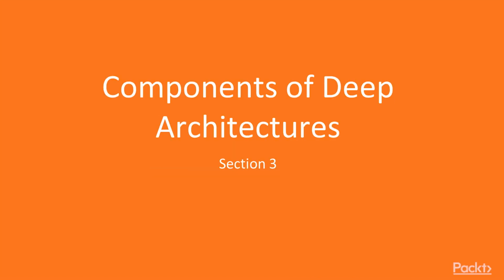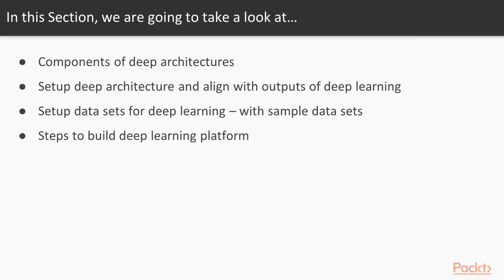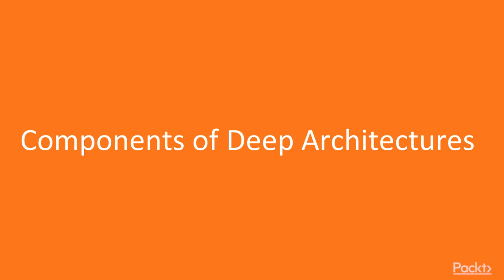Welcome back to the course of Deep Learning Architecture. We are now moving into Section 3, and Section 3 has Fundamentals of Deep Learning Architectures. In this section, we are going to take a look at components of deep architecture, set up deep architecture and align with outputs of deep learning, set up data sets for deep learning with sample data sets, and steps to build learning platform. Now let's look at components of deep architecture.